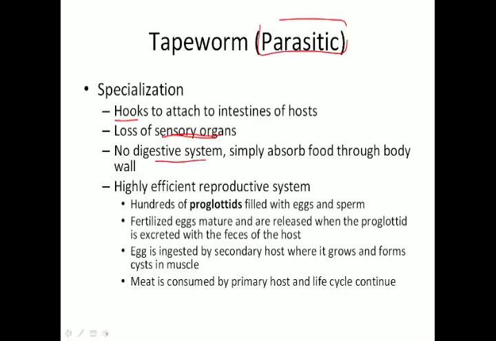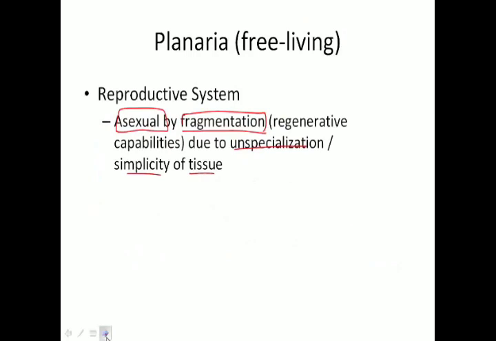So it's highly efficient in its reproductive system. Hundreds of those proglottids that we saw before are filled with eggs and sperm. They fertilize the eggs. The fertilized eggs mature and are released when the proglottid is excreted with the feces of the host. The eggs are ingested by another host, like we mentioned before, and then that meat can be consumed by us, and the life cycle will continue again.